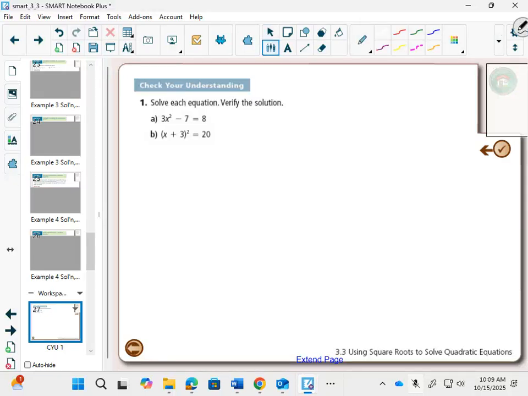If you have x and it's being squared, you can get rid of the squared by square rooting. So our strategy in these ones, and I'm going to give this technique a name: solve by square rooting. The name of this technique is pretty self-explanatory. You can get rid of an x squared or any squared by square rooting.